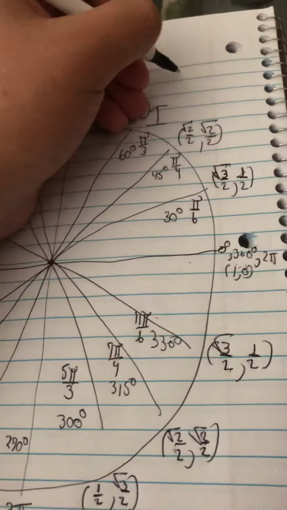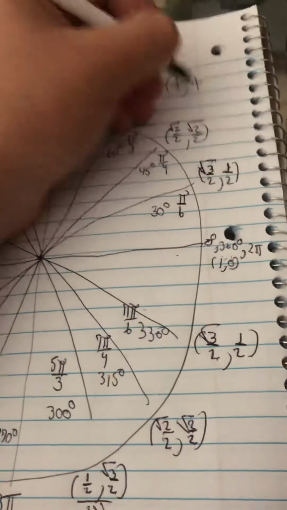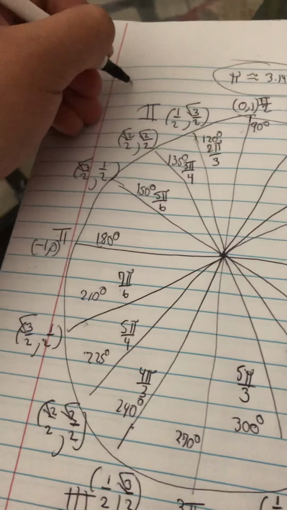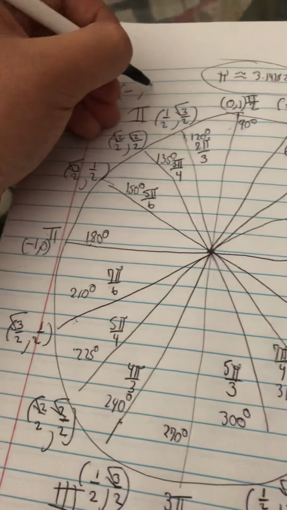So in quadrant 1, for your x and your y, everything will be positive. In quadrant 2, your x will be negative and your y will be positive. In quadrant 3, your x will be negative and your y will be negative as well. And in quadrant 4, your x will be positive and your y's will be negative.